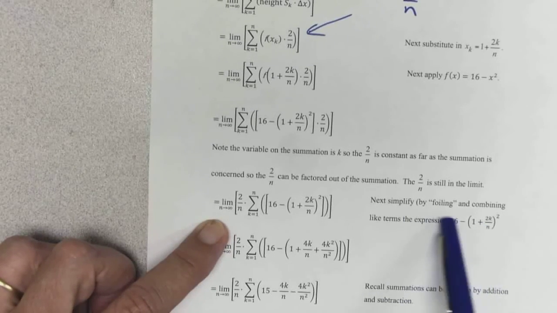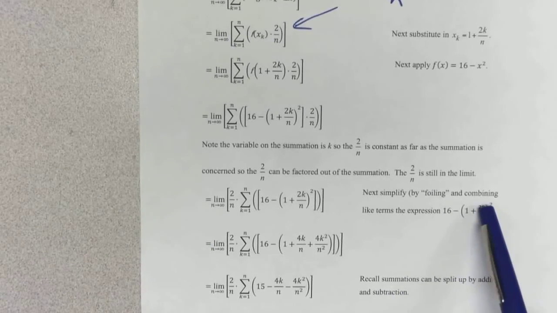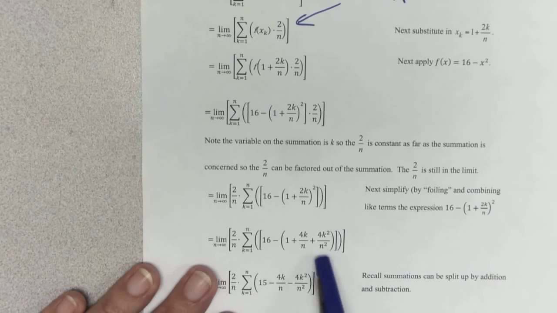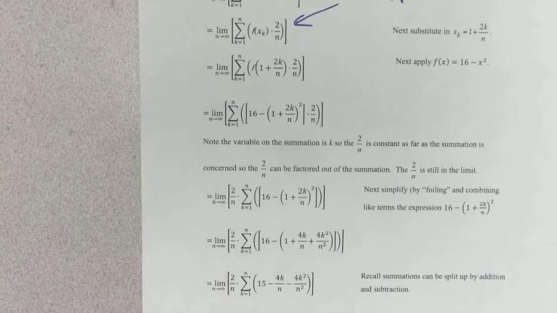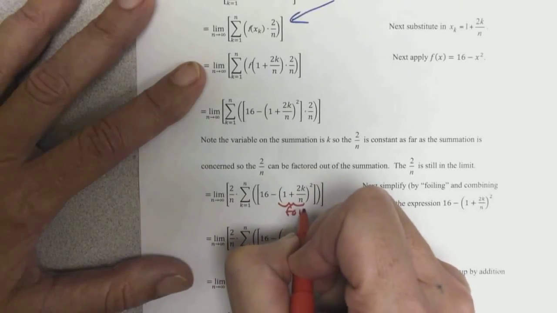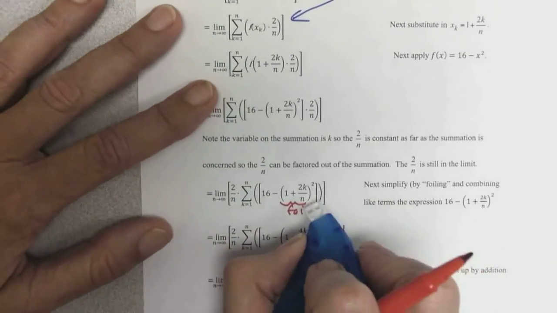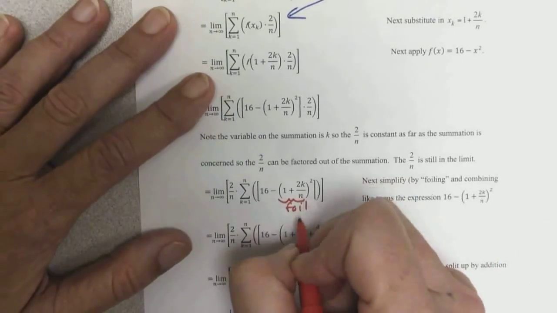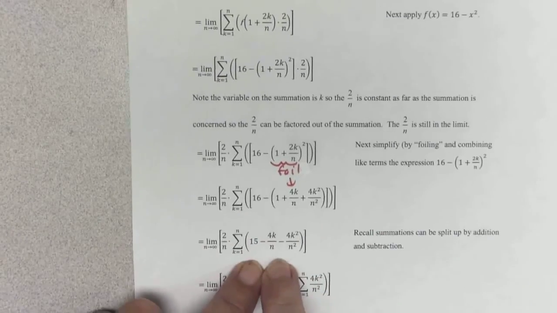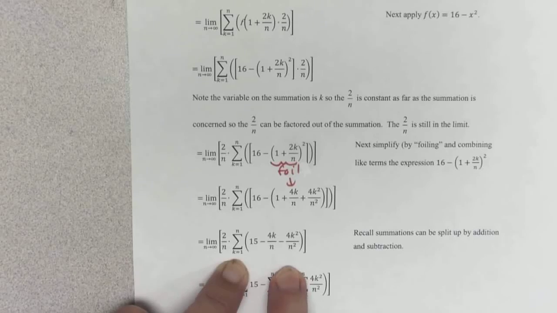Okay, next, simplify by FOILing and combining the like terms in the expression 16 minus 1 plus 2k over n quantity squared. So all I did here was FOIL that out. I very carefully FOILed it out. That's all that happened here. So all that's going on from here to here is FOILing. Which gives us all that. So all I did was FOIL that. And then next, all I did was distribute that minus sign, and then 16 minus 1 is 15. So just some simplification.